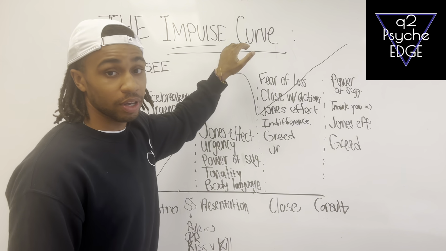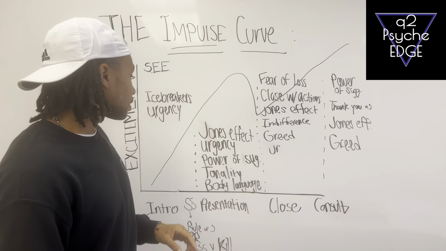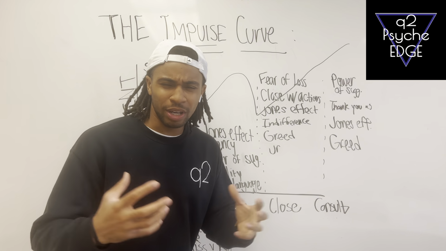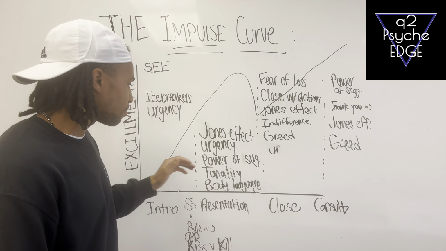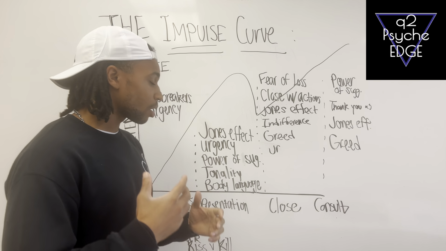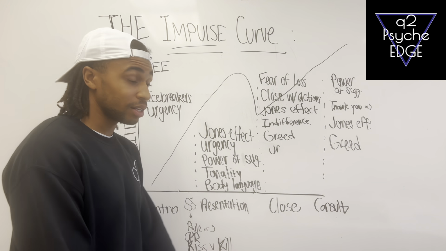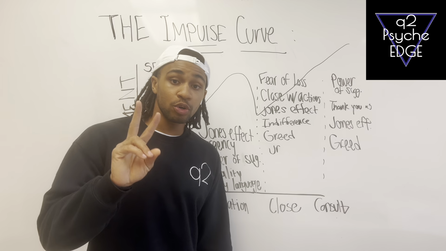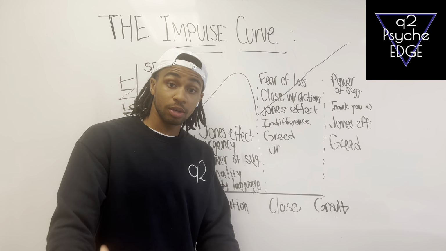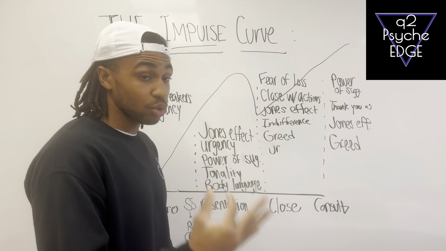And this is when we've hit our first peak. And this is where you want to really just bring it together in the presentation. You're applying impulse factors like Jones effect, urgency, power of suggestion. You're using a good sense of tonality and body language. Again, in terms of tonality and body language, those are the first 2 things that people notice when you're communicating with them. And the third is the words.